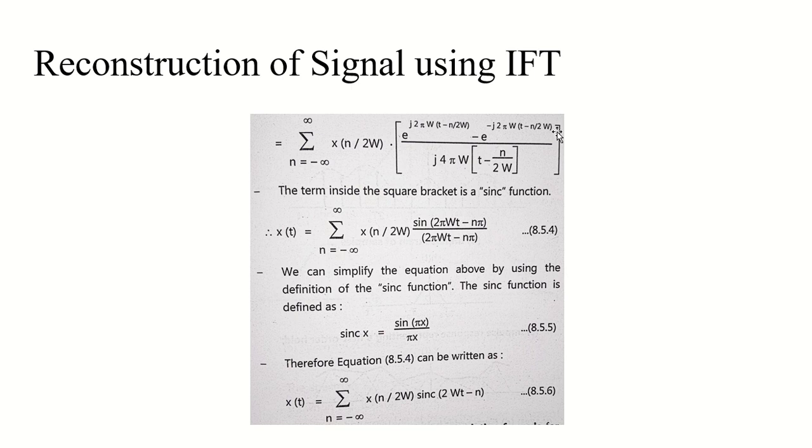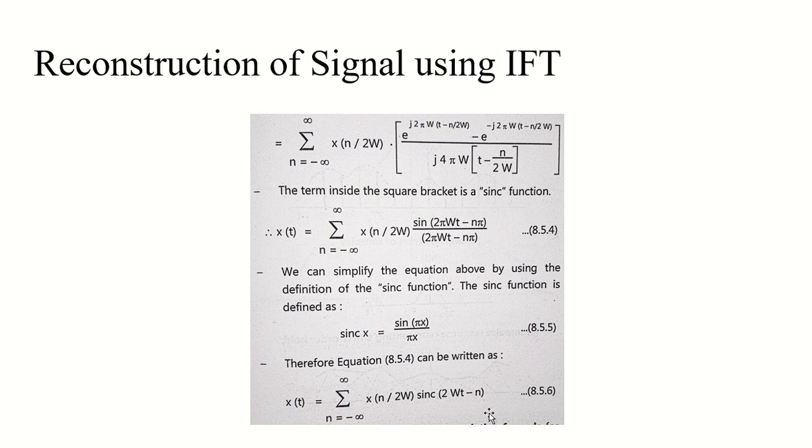Basically you will get this function, but this is basically the sinc function, if you have studied sinc functions in mathematics or calculus classes. So you can represent it using this formula: x of t is equal to summation n equal to minus infinity to infinity x of n divided by 2 omega, sin of pi times the angle 2 omega t minus n, divided by pi times the angle 2 omega t minus n, right? So you can also call it a sinc function, which is defined as sinc of x equals sine pi x divided by pi x. In this way you can write this equation. Instead of writing the whole term, you can simply write the sinc function.